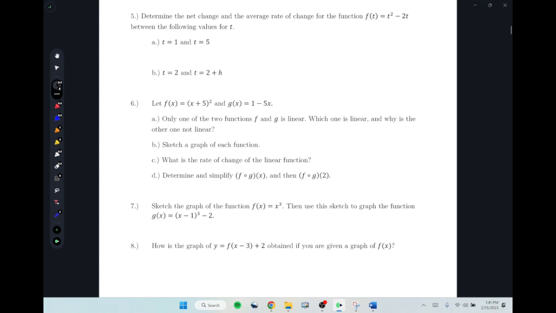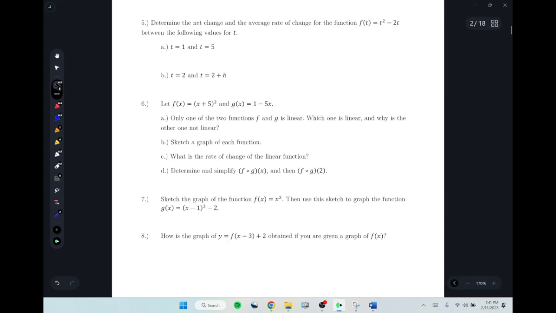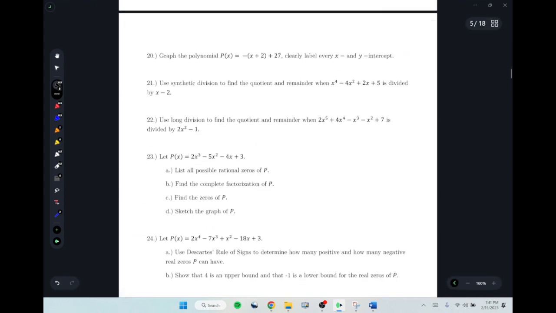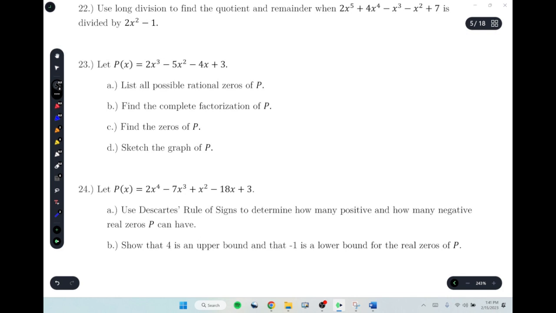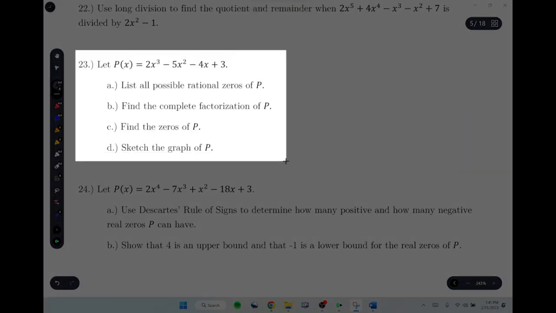Okay, so I have a question. It's not really a math thing. It kind of is. On 23, A says list all possible rational zeros, and C says find the zeros of P. On the first one, we just do the beginning of it, the TC over LC and listing it all out. Which actually, there's like 2 of them, or 6 of them. No, there's 4 of them, right?